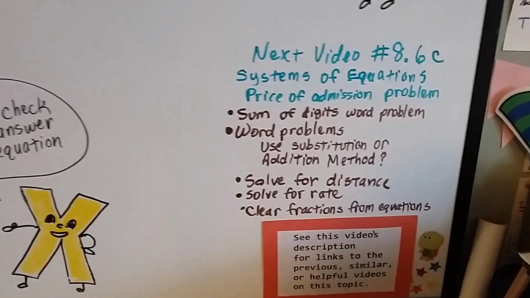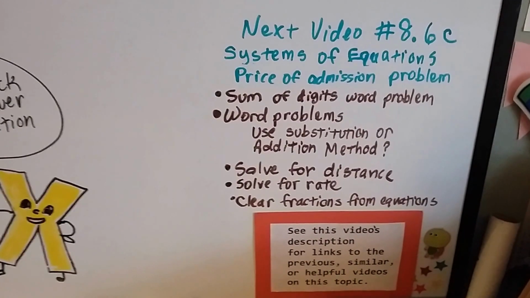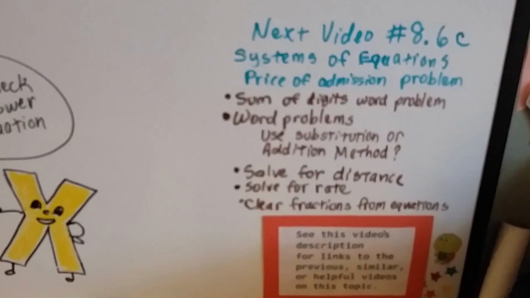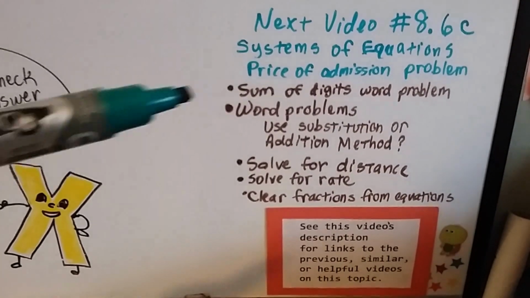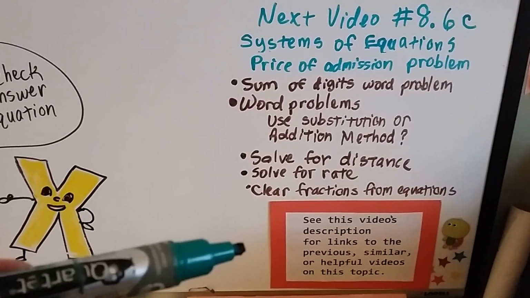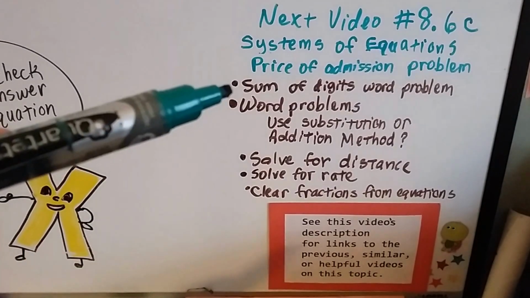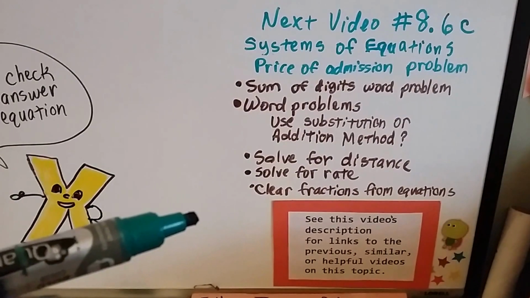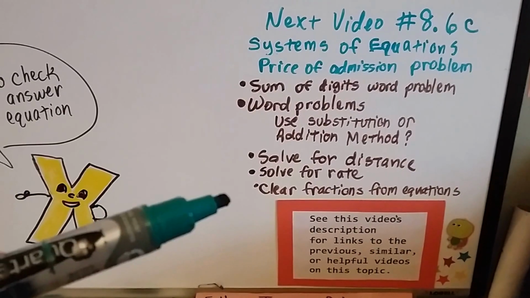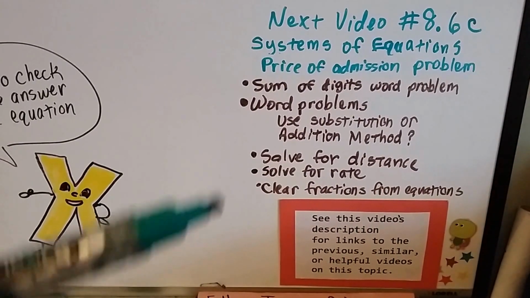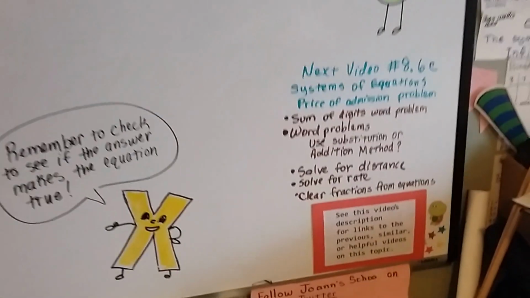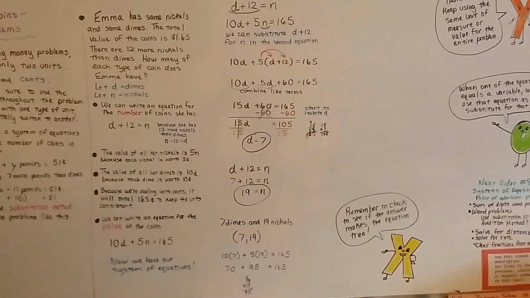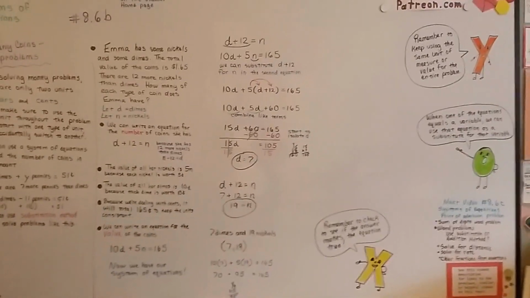Now our next video, 8.6c, is word problems for price of admission problems. And if you want to link to any of the previous videos, they're going to be in this description. We just did the sum of two digits in a word problem in 8.6a. So if you want to go back to that one, you can see how we solved that one. And I will see you, and we'll figure out the price of admission for tickets and how much they cost and how many tickets you can get, okay?